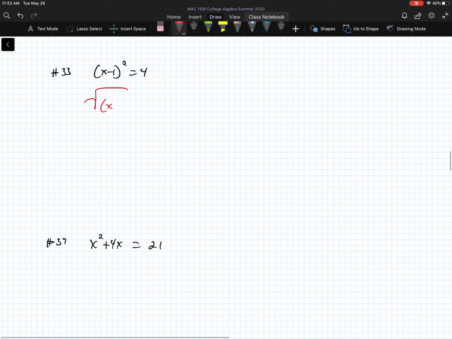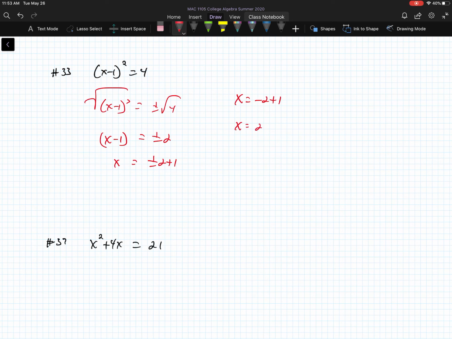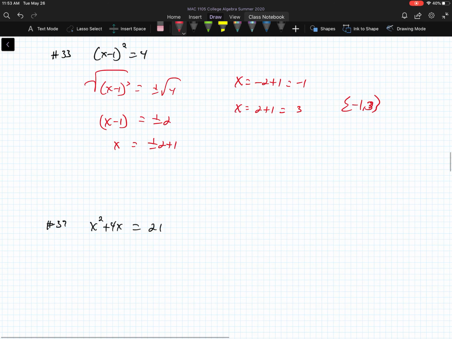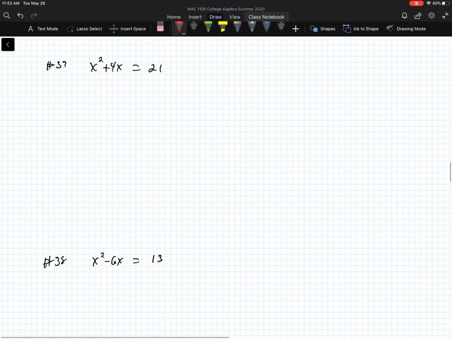Same thing for number 33. Take the square root of both sides. So it's x minus 1 is equal to plus or minus 2. I'm going to add 1 to both sides. So I have two possibilities. x is equal to negative 2 plus 1, and x is equal to 2 plus 1. So this is negative 1, this is 3, and that's my solution set.